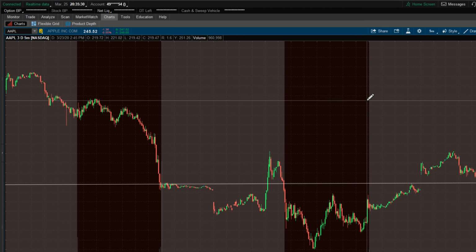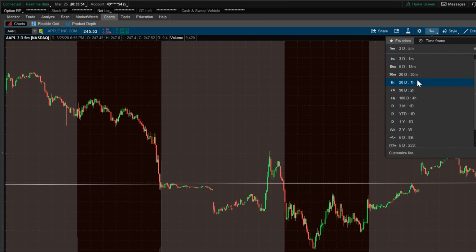Okay, the next thing we're going to be looking at is a cup and handle. So let me see if I can find a cup and handle. The cup and handle is typically a little bit harder to find.